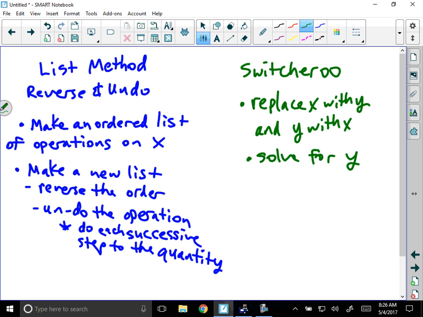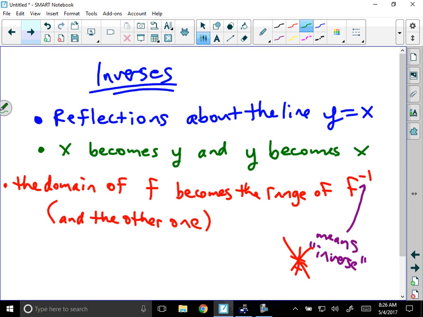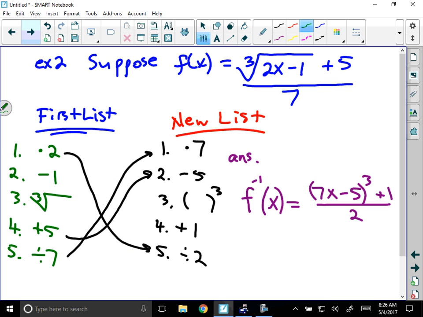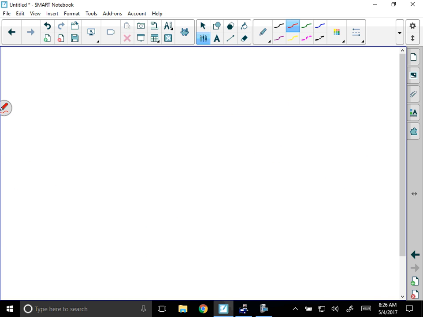Some people are really good at solving equations. Other people, not so much. We'll see which one you like here in a minute. So we're going to do example 2 otra vez. Example 2, again.